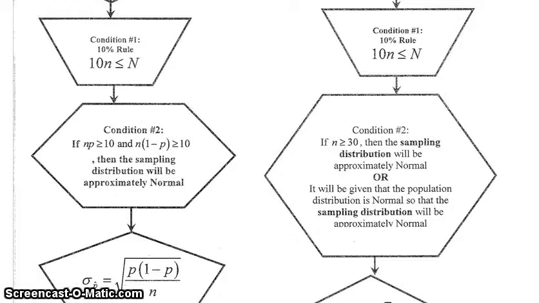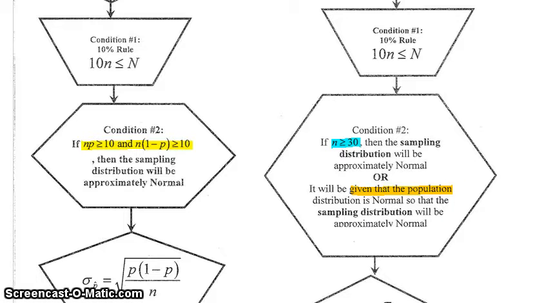Condition 2, if we're in proportions, this is where it differs. We've got to say this is true. You must show your calculations. On the other side, we have our central limit theorem and we write it out, or it will be given that the population distribution is normal. So make sure you keep track of that.